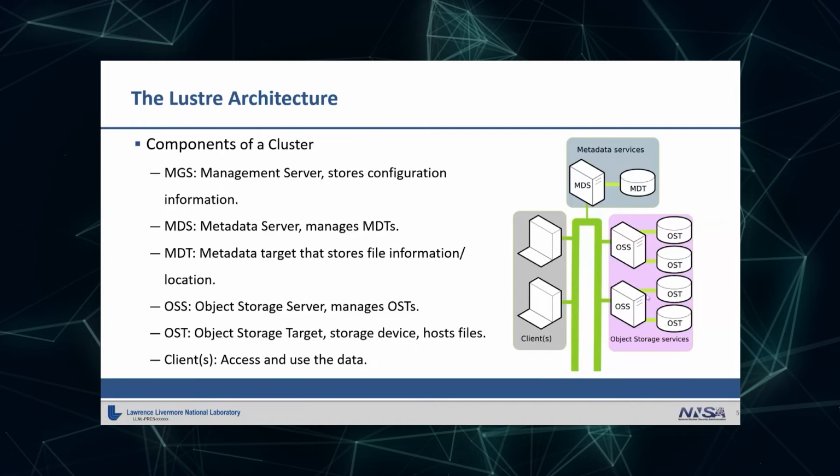And then in the pink box to the right on the diagram, we have the object storage services. This consists of multiple object storage servers, which manage between 2 to 8 object storage targets in a typical Lustre file system. For our project, though, we just wanted to keep it simple, and so we had 1 object storage server managing 1 object storage target. The object storage server also provides networking requests for OSTs and services IO requests. And then we have the OST, which stands for the object storage target. It actually has the raw data. And then finally, in the gray box on the left-hand side, we have the clients, which will actually access and use the data.